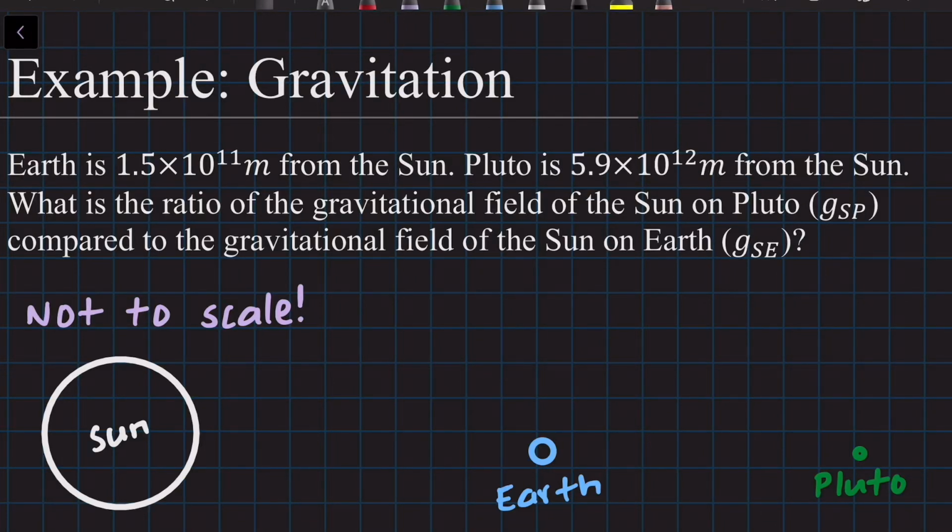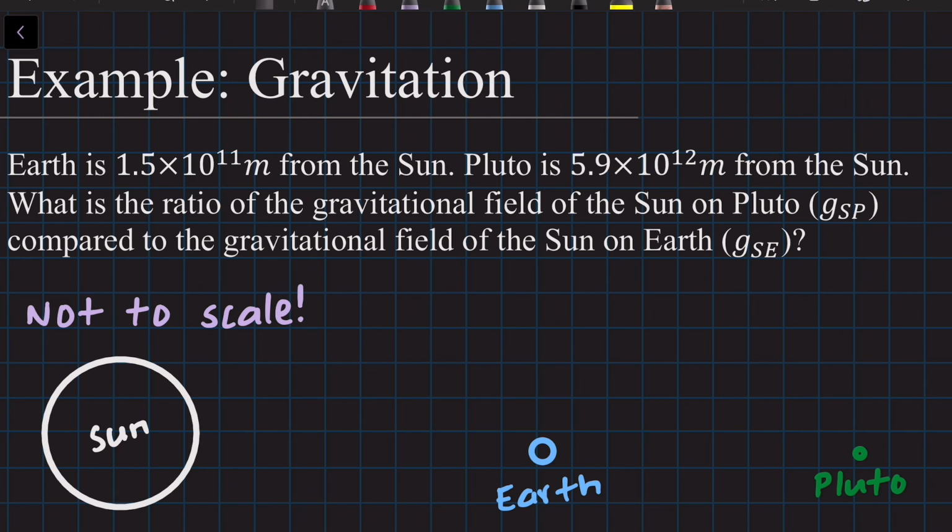Okay, so we have been talking about universal gravitation, and this exercise will help us assess our knowledge of gravitational fields and ratios. This one says, Earth is 1.5 times 10 to the 11th power meters from the sun. Pluto is 5.9 times 10 to the 12th power meters from the sun. Don't forget, Pluto is a dwarf planet. What is the ratio of the gravitational field of the sun on Pluto?